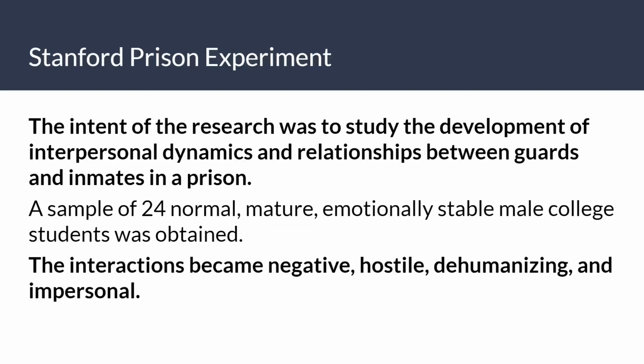Here's one example of a simulation, the Stanford prison experiment. The intent of this research was to study the development of interpersonal dynamics and relationships between guards and inmates in a prison. In their study, they had a sample of 24 normal, mature, and emotionally stable male college students, and then they split them into two groups, 12 guards and 12 inmates. However, as the experiment went on, they became absorbed in their roles and began to interact in a negative, hostile, and dehumanizing interpersonal manner, to the point that they had to stop the experiment before it got worse.